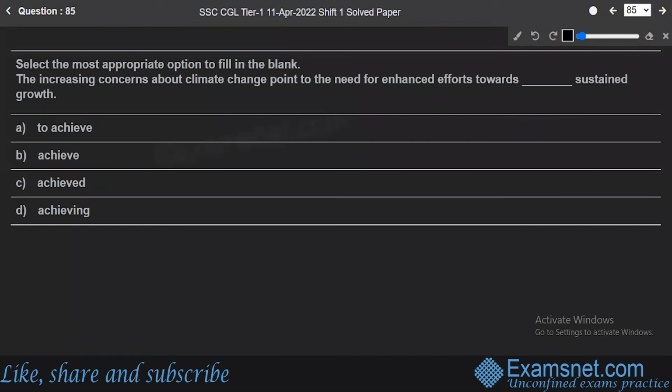Next, question number 85. We have to select the most appropriate option to fill in the blank. The increasing concerns about the climatic change point to the need of enhanced efforts towards a blank sustained growth. Which is the correct option? To achieve, achieved, or achieving. Let's read out the most appropriate one. So I'll be filling in each blank one by one. The increasing concerns about the climate change point to the need for enhanced efforts to achieve sustained growth, achieved sustained growth, or towards achieving sustained growth.